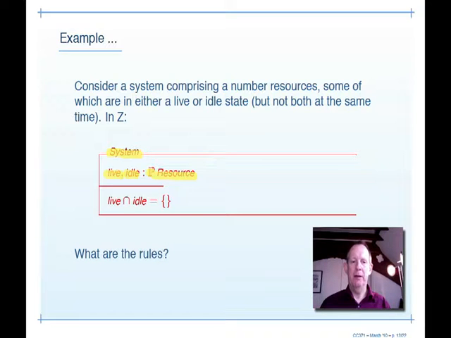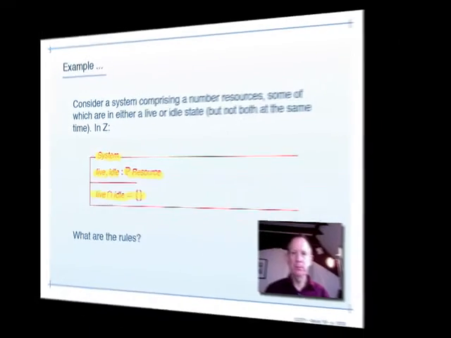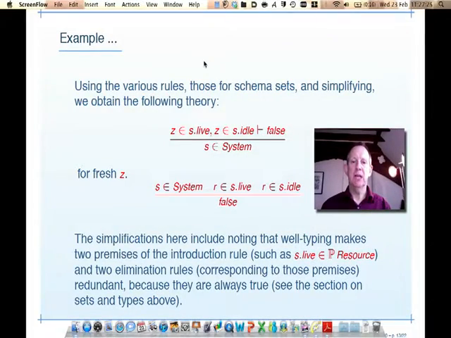And the constraint that we talked about just a moment ago is here, and that's to say if you take the two sets, live and idle, and you take their intersection, then you get the empty set. There's nothing that's both in live and idle at the same time. Okay, so that's our system description, that's our schema, and that clearly induces some rules. But what are those rules? Well, we have the various rules for schema sets and for propositional logic. So we can use these to simplify, and we obtain the following rules as our theory for the system. Now I shan't go through those here, but we can work through those in class.